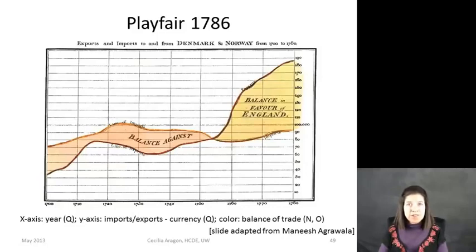There are 4 dimensions of data represented in this graph. The year, which is quantitative, is mapped to position on the x-axis. Imports in pounds, also quantitative, mapped to position on the y-axis. Similarly, exports, which are quantitative, are mapped to position on the y-axis. And then finally, the balance of trade, which can be considered either nominal or ordinal, is mapped to color and area.